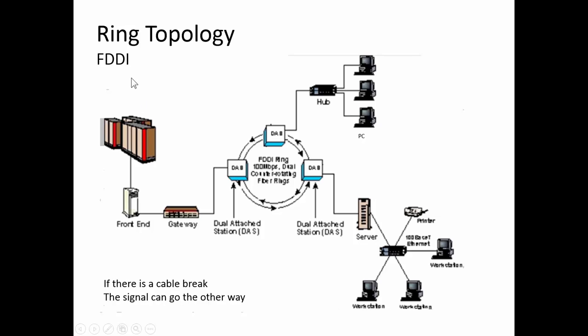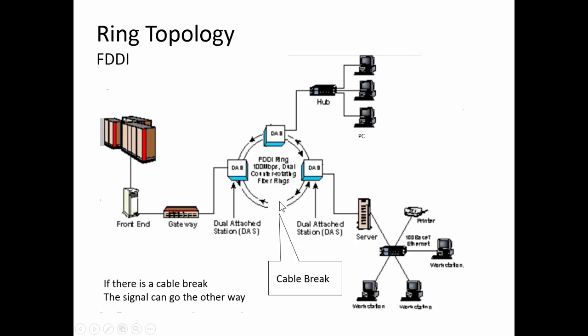Now let's look at a ring topology. A perfect example of a ring topology is FDDI, Fiber Distributed Data Interface, and this is what they use up at Harford Community College. If you look at the FDDI ring at Harford Community College, you will see it does not connect workstations to each other. What the ring does is it connects networks to networks.